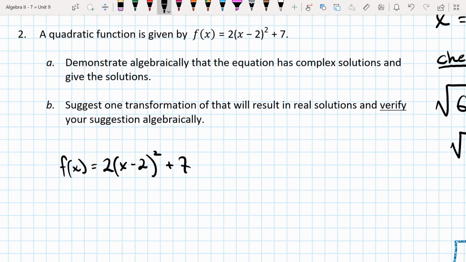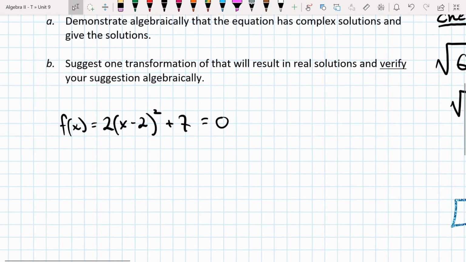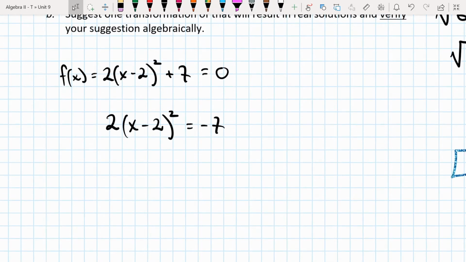Okay, so to determine that, we're going to set this equal to 0. There's a lot of different ways we can solve this, but based on how it's written already, it's in vertex form. What I'm going to do is, let's avoid using the quadratic formula and factoring if we can. So I'm going to subtract 7 on both sides. Now let's divide by 2.